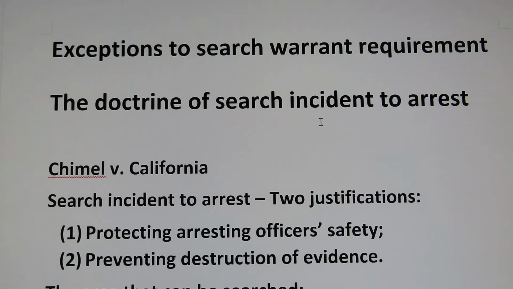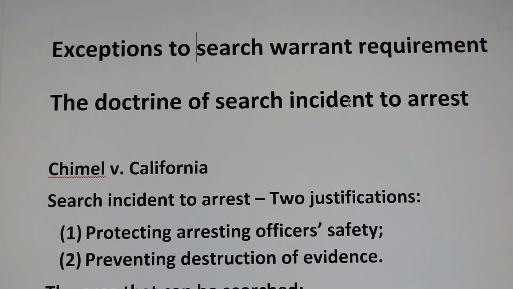By search incident to arrest, we simply mean if police first place someone under lawful arrest, police may search the person without a search warrant. That is what we call search incident to arrest. If police have already arrested someone, they could search the person without a warrant. That is what we mean by search incident to arrest.